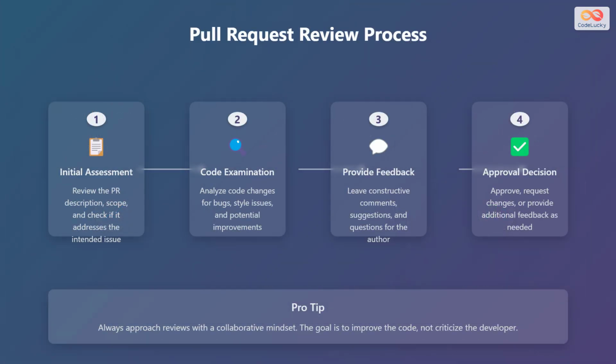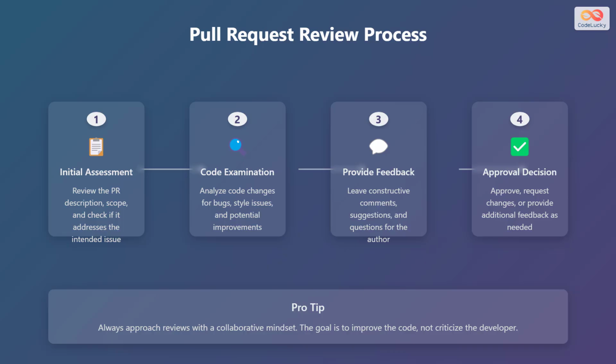Let's break down the pull request review process into key steps. Step 1. Initial assessment. Begin by reviewing the pull request description and its overall scope. Verify that it addresses the intended issue or feature. Step 2. Code examination. Carefully analyze the code changes. Look for potential bugs, style inconsistencies, and areas for improvement.